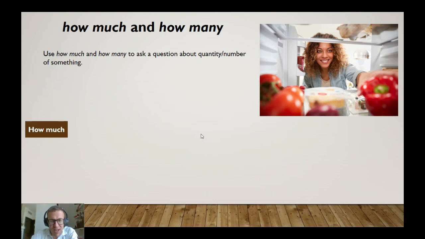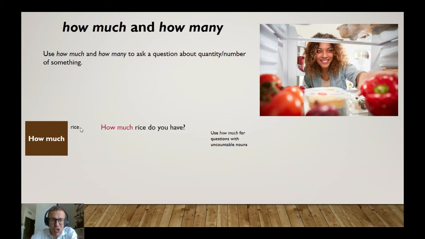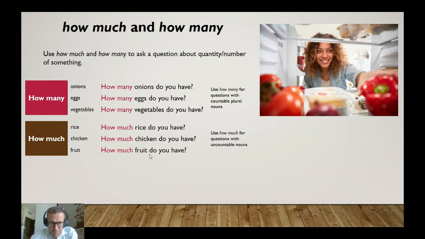How much is when it's uncountable. So when the noun is uncountable, like rice, how much rice do you have? Chicken and fruit are uncountable. How much chicken do you have? How much fruit do you have? So this is how many and how much. How many for countable, how much for uncountable.